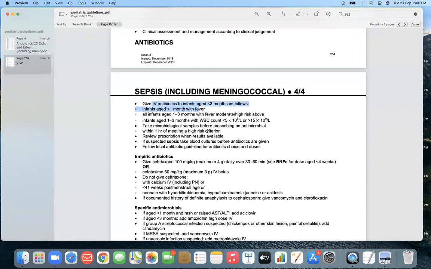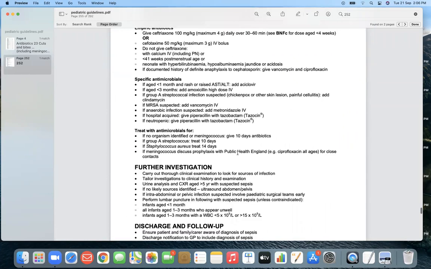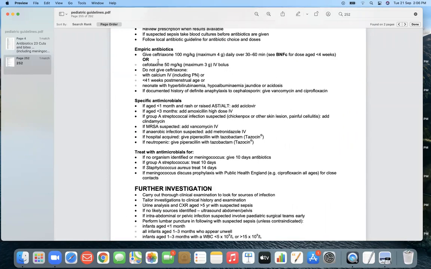Take microbiological samples before prescribing any antimicrobial, within 1 hour of meeting the high risk criteria. Review prescription when results available. If suspected sepsis, take blood cultures before antibiotics are given. Follow local antibiotic guideline. So we all know we will do this. We'll go for the empiric antibiotics.